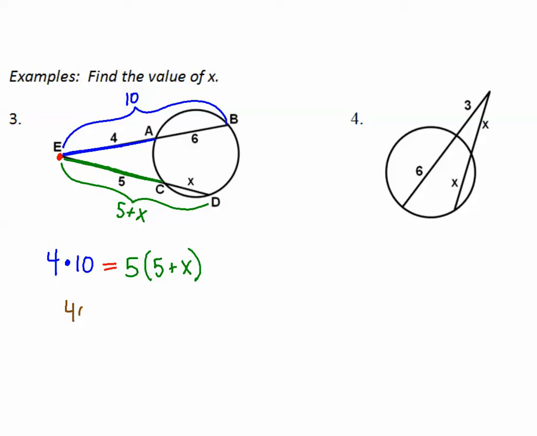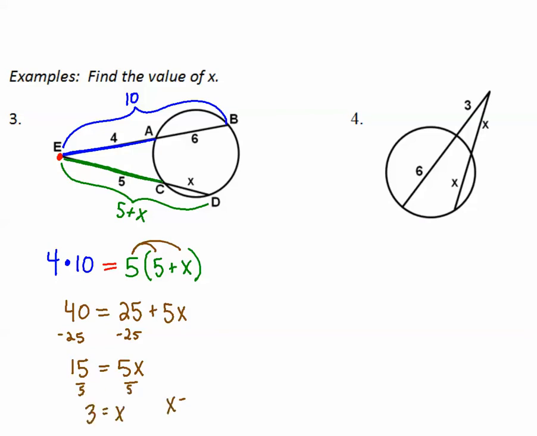4 times 10 is 40. Distribute the 5. 5 times 5 is 25. 5 times x, 5x. Now we can subtract 25 on both sides. And 15 equals 5x. We can divide both sides by 5. And 3 equals x. But it's better to write it x equals 3.